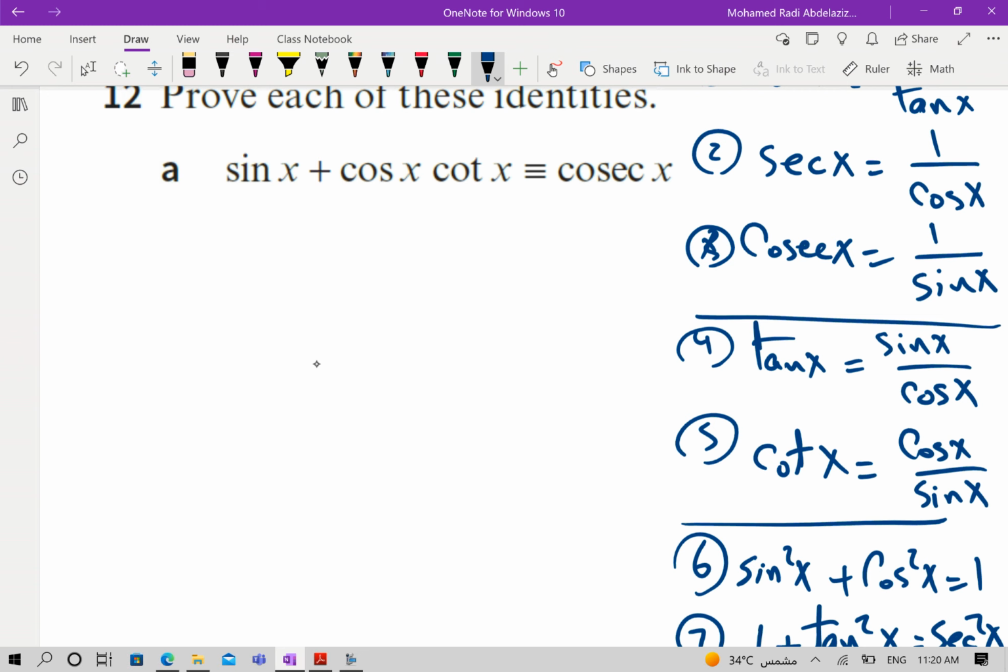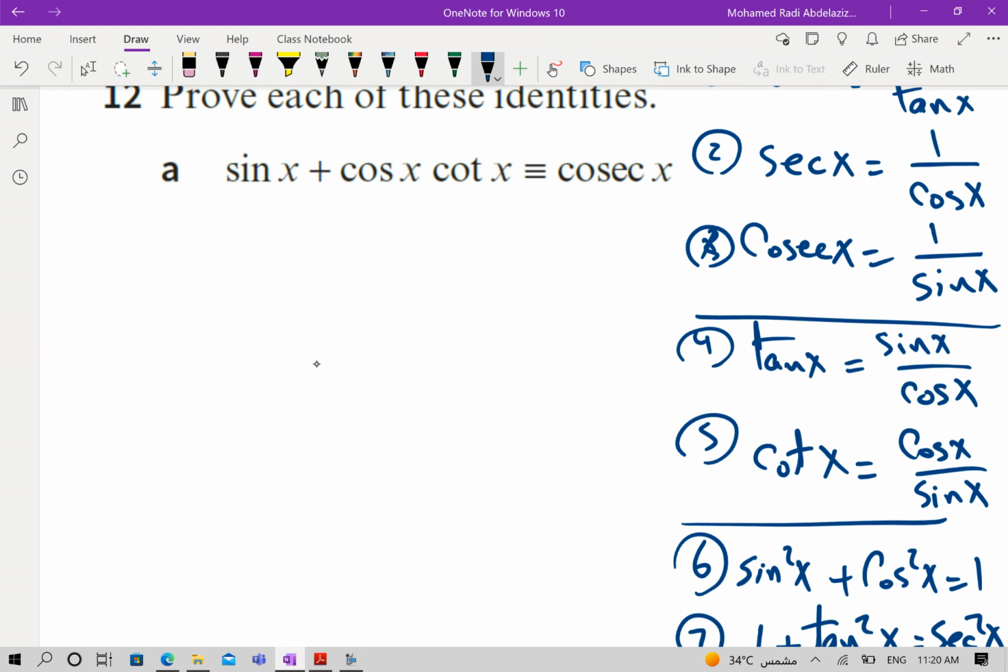I will start with left and prove that it is equal to the right, or start with right and prove that it is equal to the left. It's very hard to start with the right side. How to start with cosec x and split it into sine x plus cosine x plus cotan x? So I prefer to use the big one, which is the left-hand side. If you start with the left-hand side, all trigonometric functions you can transfer to sine and cosine. If you have tan, remove it, sine over cosine. If you have cotan, remove it, cosine over sine. If you have sec, 1 over cosine. If you have cosec, 1 over sine.